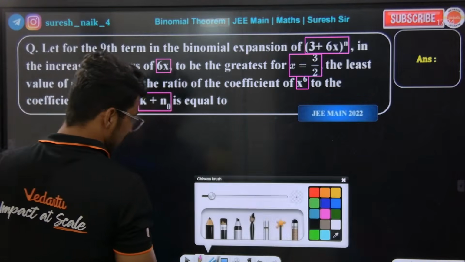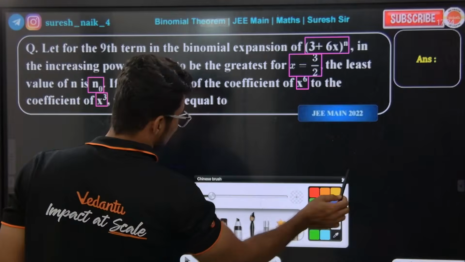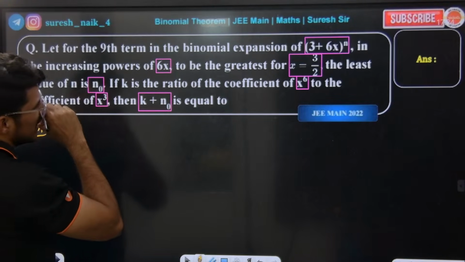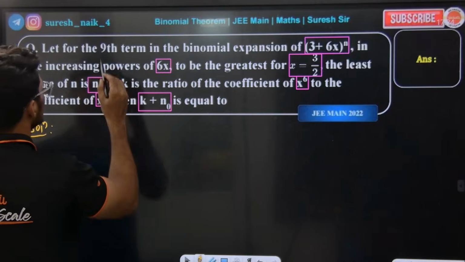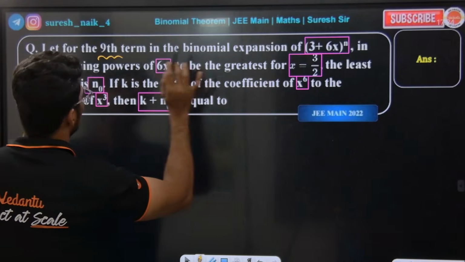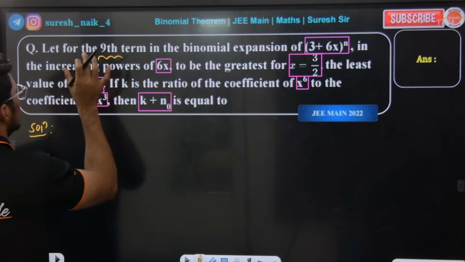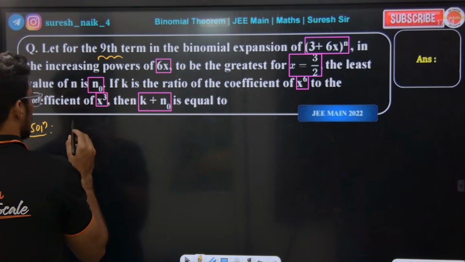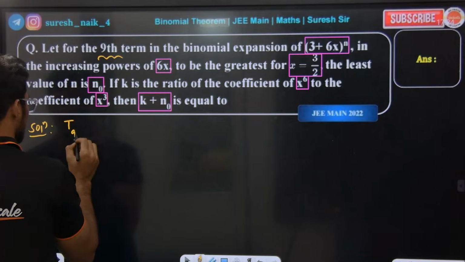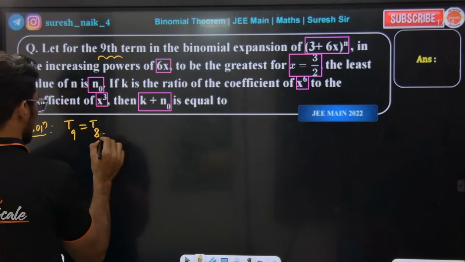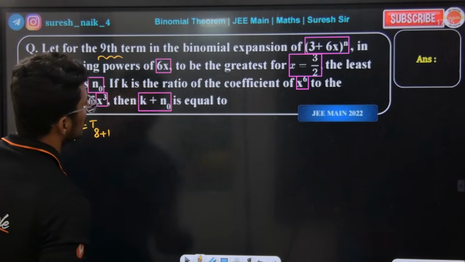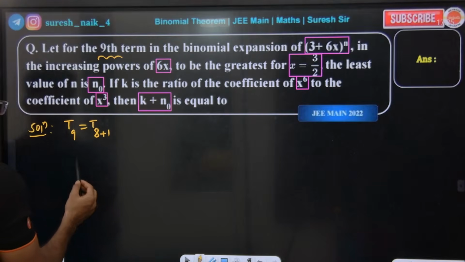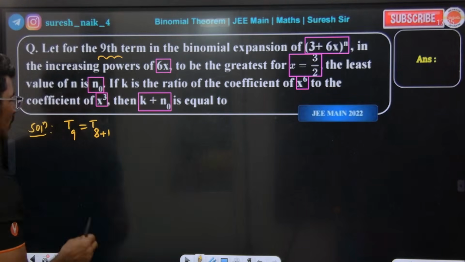So now I will apply the numerically greatest term concept. The ninth term is the NGT they have given. The ninth term in the expansion is the numerically greatest term. So what is the ninth term? T9. T9 means what? The r value is 8, sorry. How do I write it? The r value 8 is nothing but what? Tell me here.